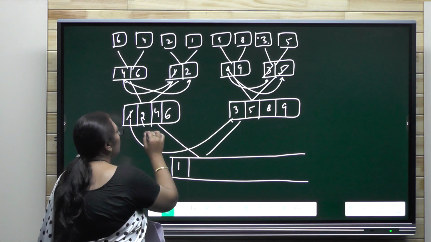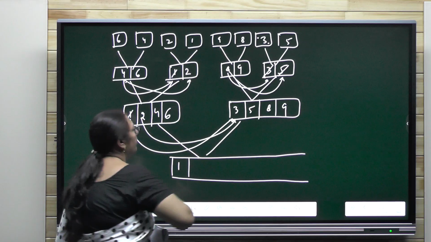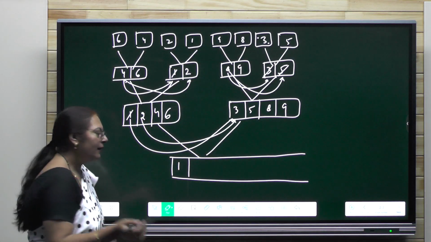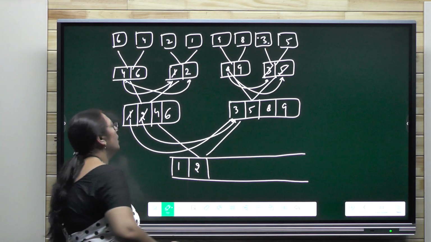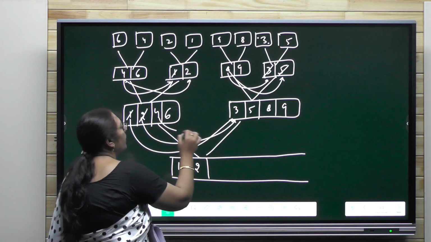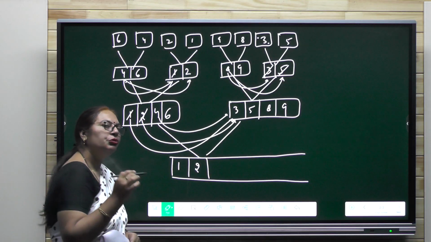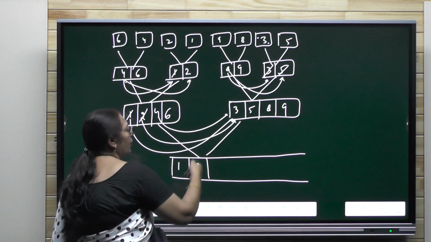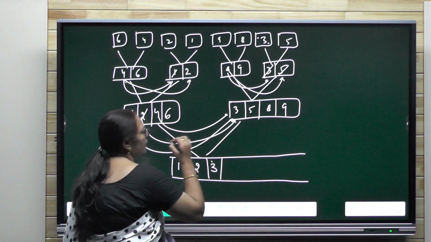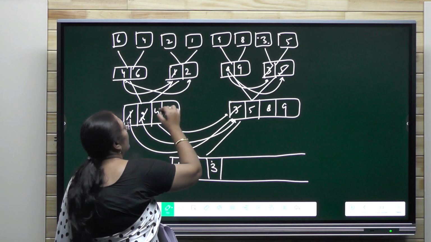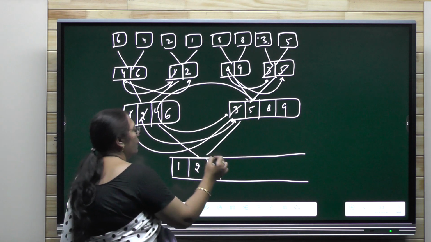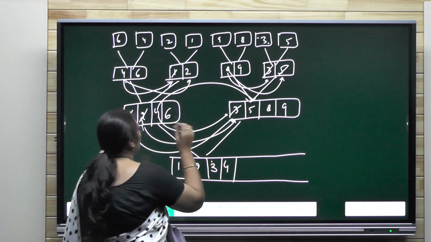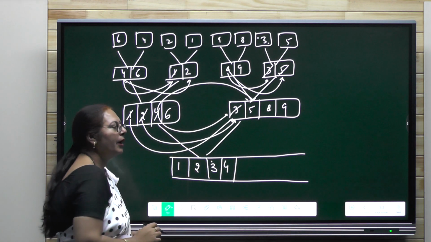Then 2 will be compared with 3. 2 is less than 3. That means 2 is going to take the next position. Then 4 will be compared with 3. Now 3 is less than 4, so 3 is going to come in the resultant array first. Then 4 will be compared with 5, that means 4 is less, so 4 will take the next position.